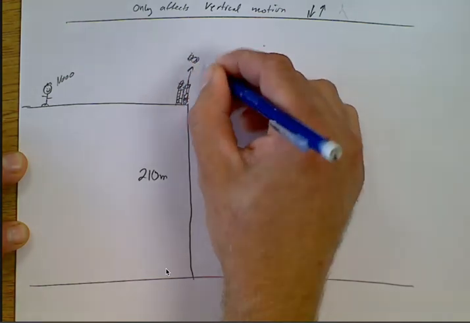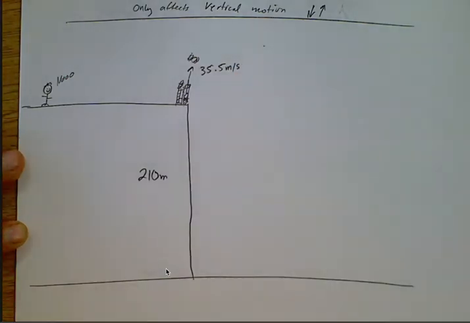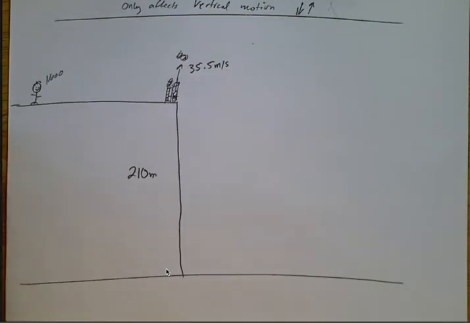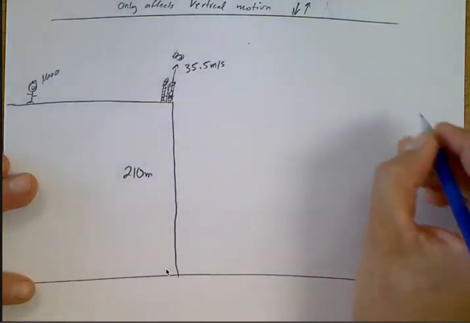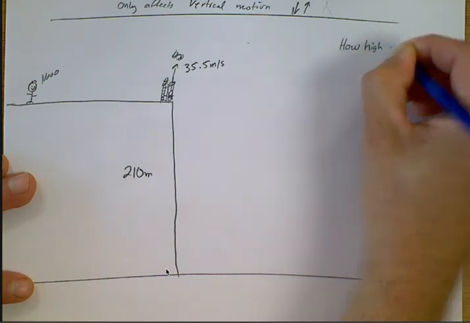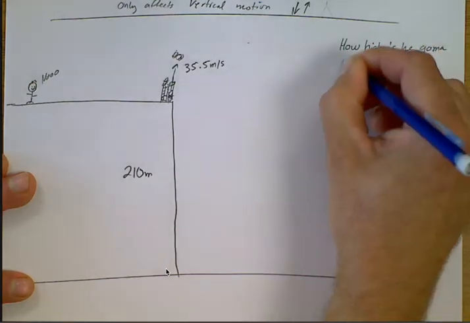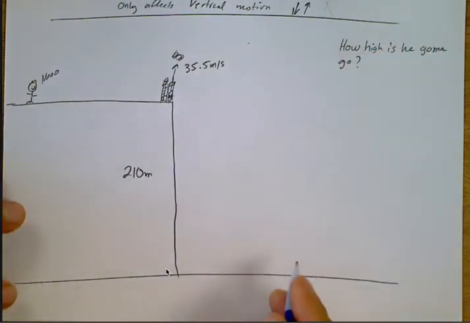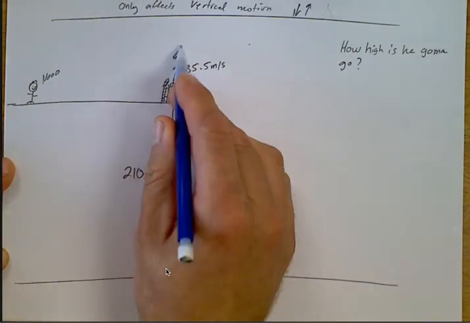He's flying through the air, and let's say he has an initial velocity of 35.5 meters per second, and that's typical. If you were to launch a hamster out of a cannon, that's about the average. So we're launching this guy out of here, and you think to yourself, how high is he going to go? How am I going to figure out how high? I already know that he's 210 feet off the ground, but now he's getting launched straight up in the air.